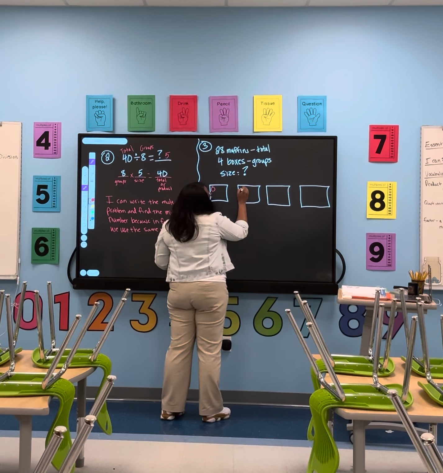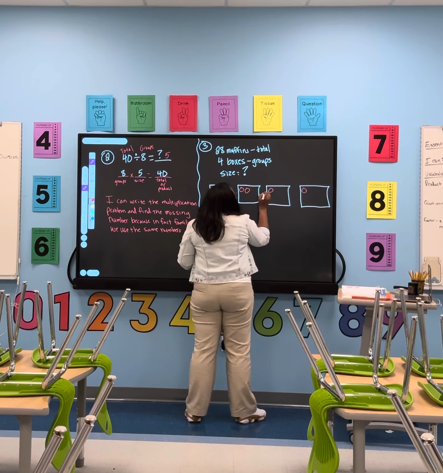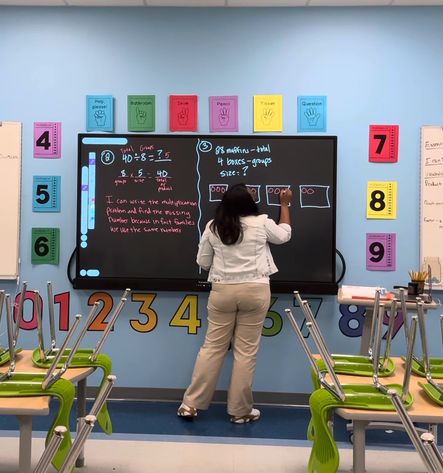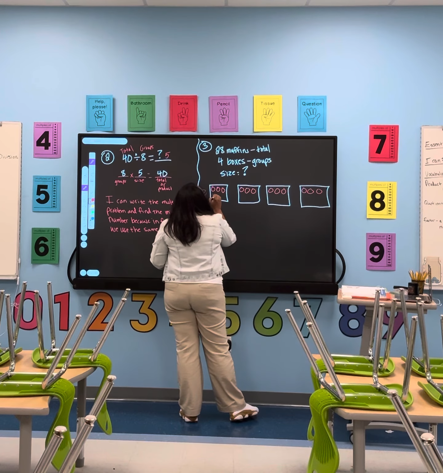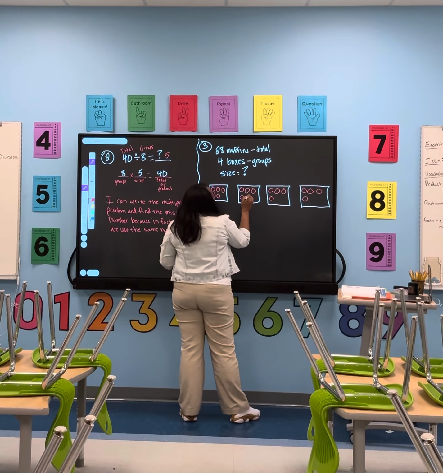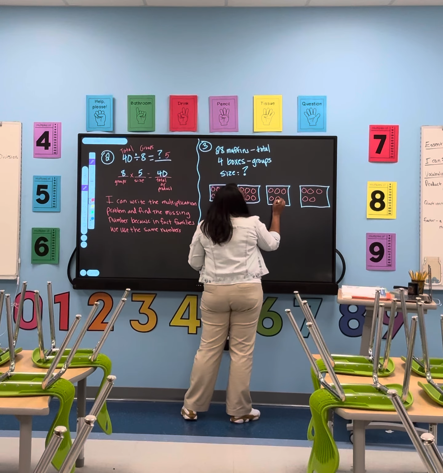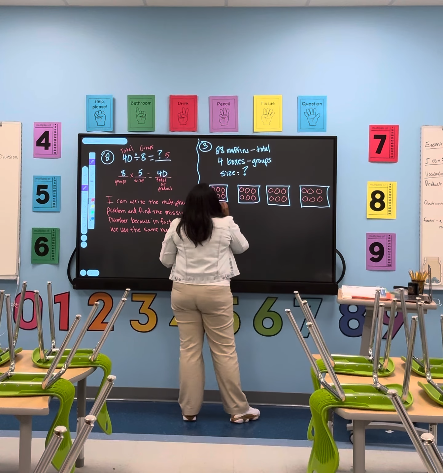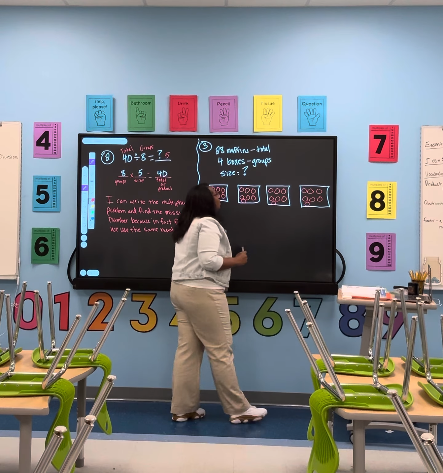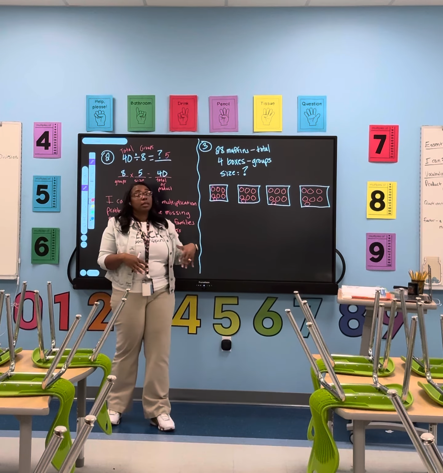So 1, 2, 3, 4, 5, 6, 7, 8, 9, 10, 11, 12, 13, 14, 15, 16, 17, 18, 19, 20, 21, 22, 23, 24, 25, 26, 27, 28. Okay, so I have passed out all 28, and each box got the same amount.